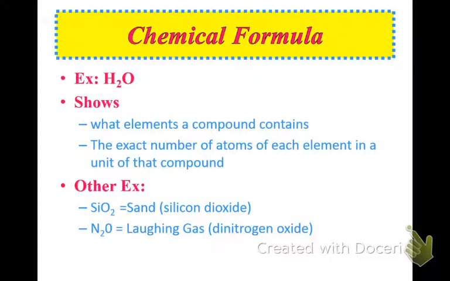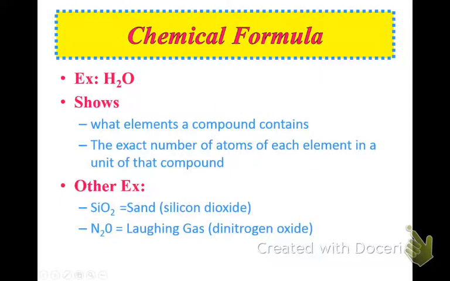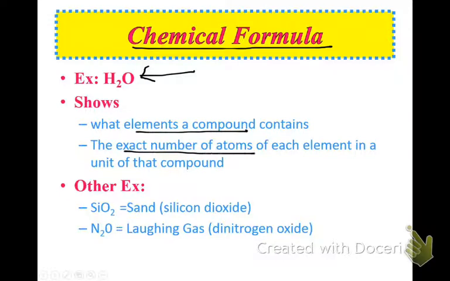So, every compound has what we call a chemical formula. Meaning that we have elements and symbols that represent the compound. It shows what elements are in the compound and the exact number of atoms in each compound. So, for example, water, H2O, shows that it has 2 hydrogens, 1 oxygen.